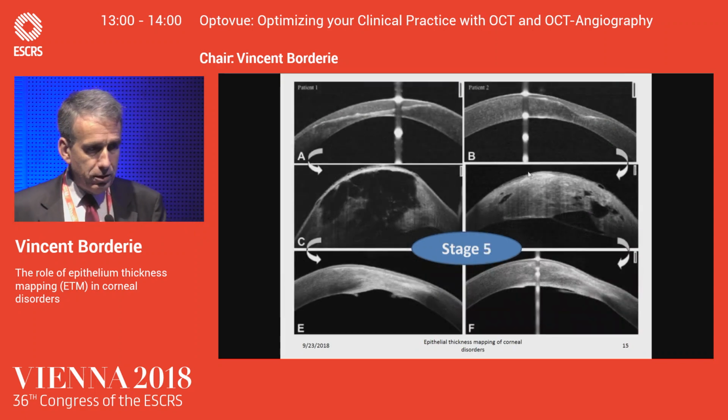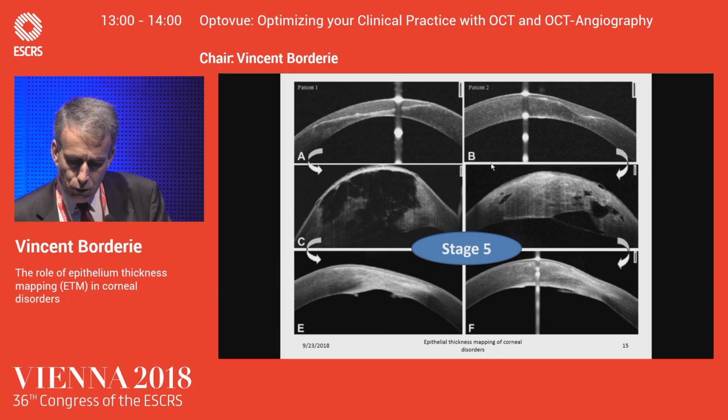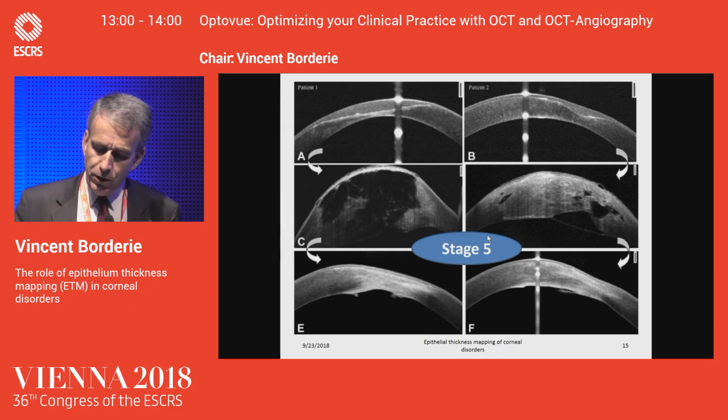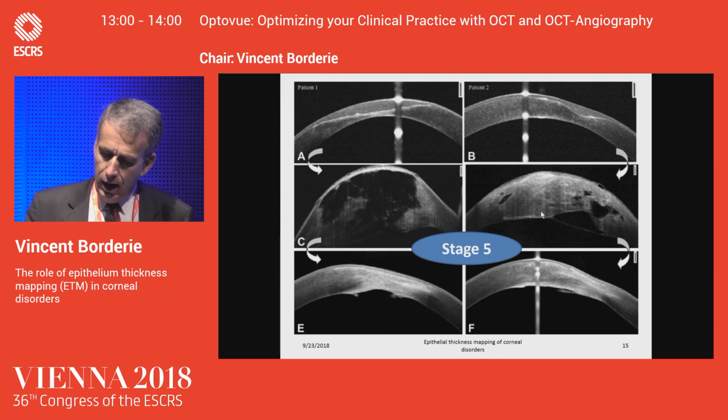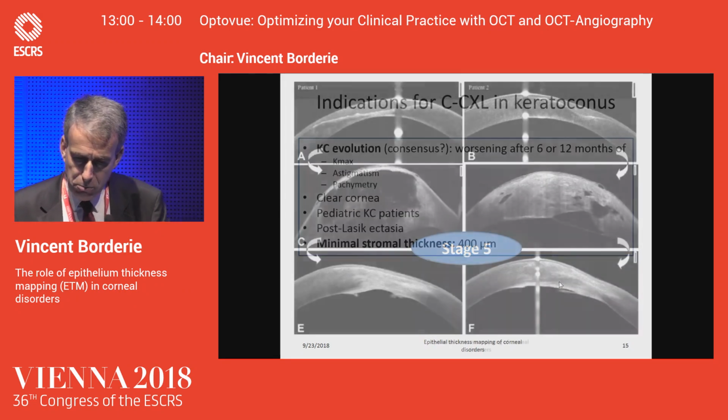We've classified corneas with high drops as stage 4, either acute or chronic high drops after healing of Descemet's membrane.